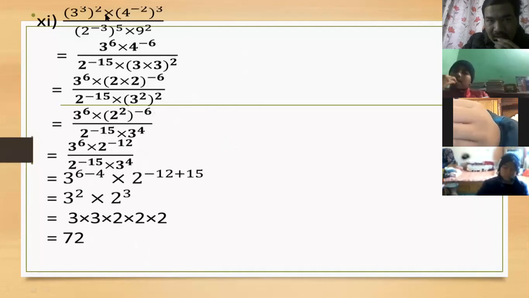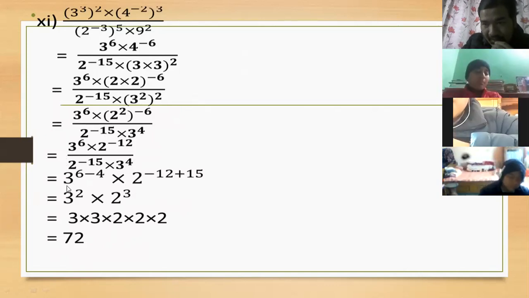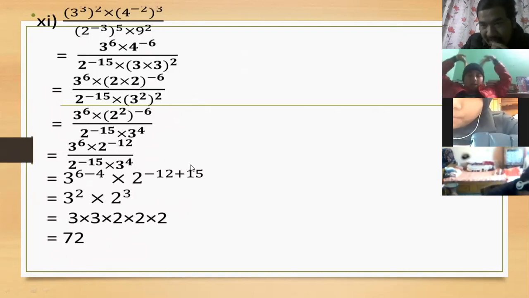Okay, now let's see the next one. Look here. The power and the number, the whole power will be multiplied. Next one, note it down. You can move to the next one. Note it down. Next one, XI. XI also there is.